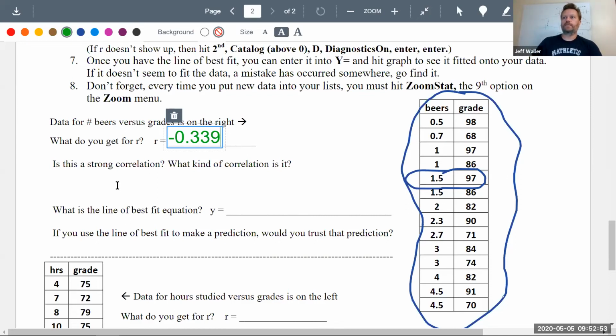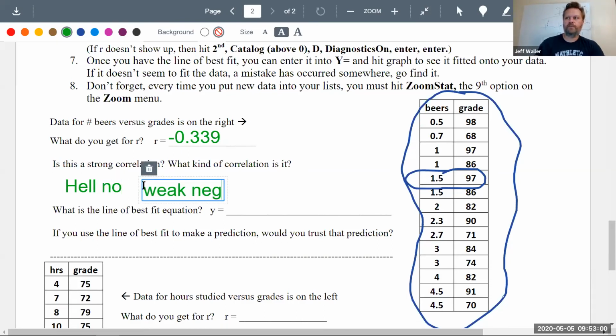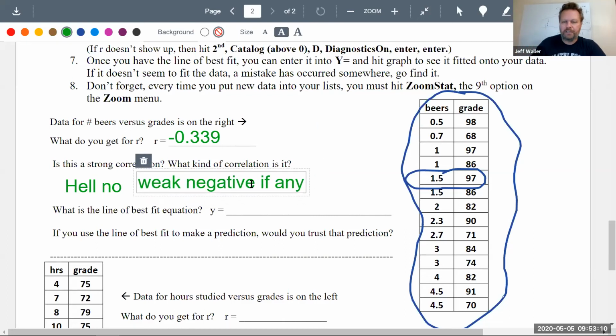Okay. Is this a strong correlation? Hell no. What kind of correlation is it? Weak, negative, if any. We'll get into the if any part later, right? There's a certain level it's got to get up to even be evidence that there's any correlation at all. So if there is any, it's going to be very weak negative. The line of best fit we got was, where did I put it? -2.54X plus 89.831.